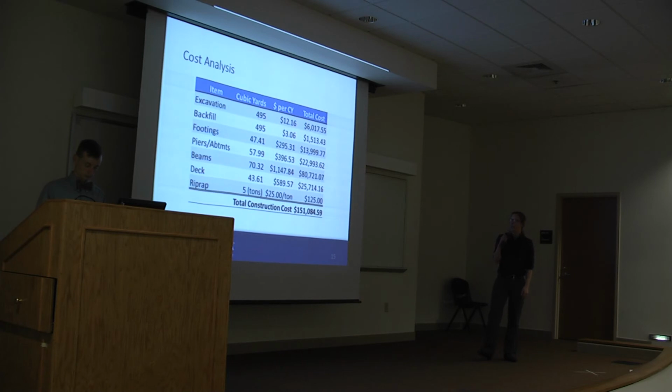Excavation and backfill have the same cubic yardage because I'm taking just what I need from the hill. The footings, piers and abutments, beams, and deck are all just the cubic yardage of the material itself for the bridge. And the riprap is an estimation; we'll probably need about 5 tons to prevent scour in the stream. So our total construction cost is about $150,000.